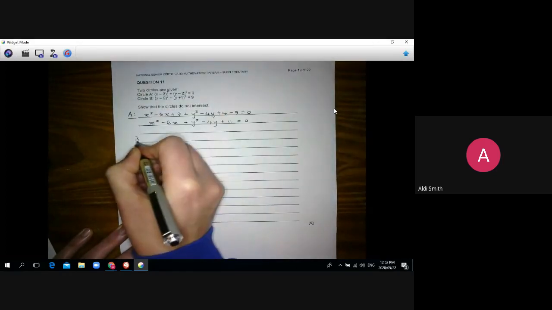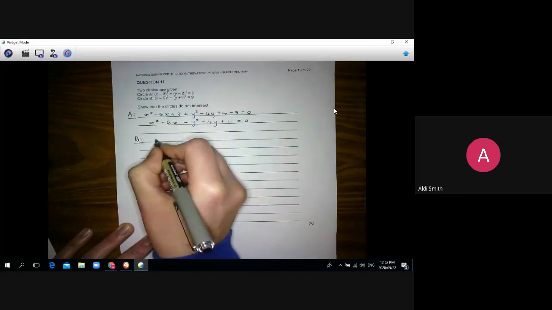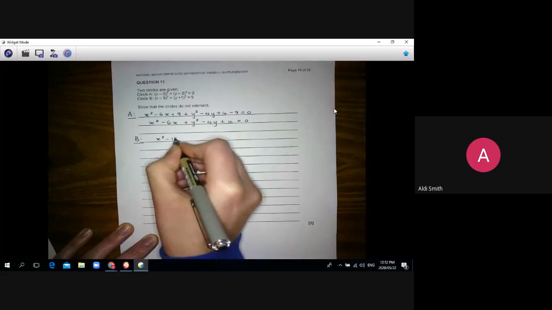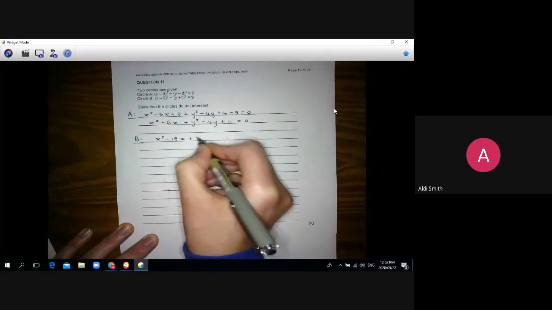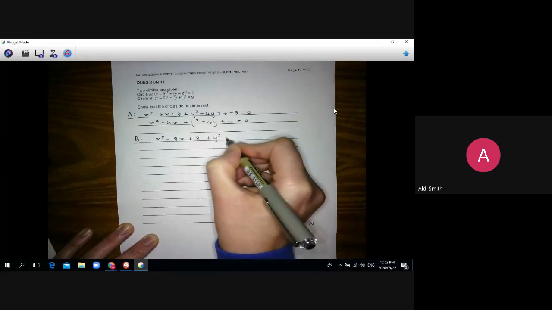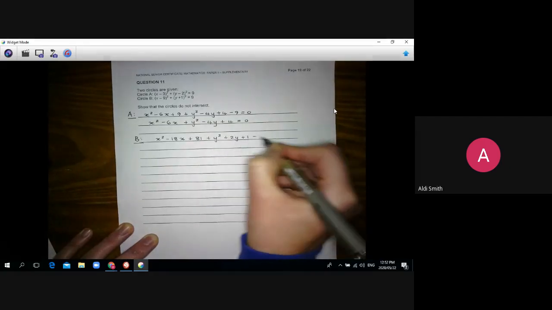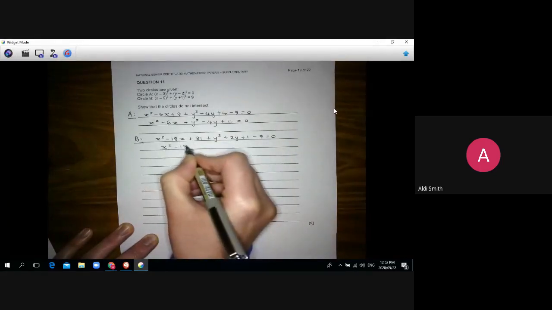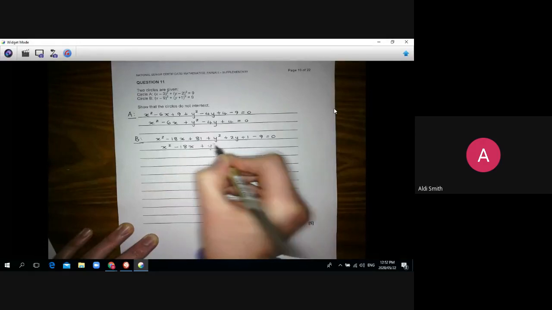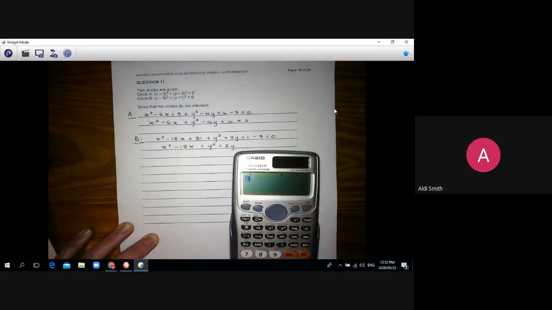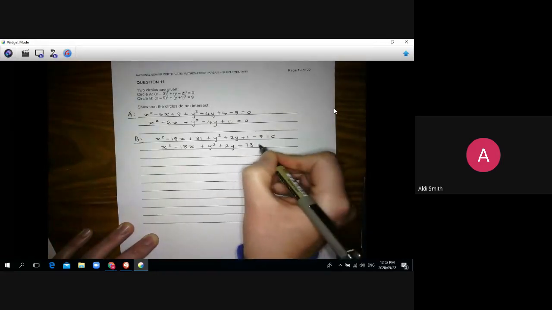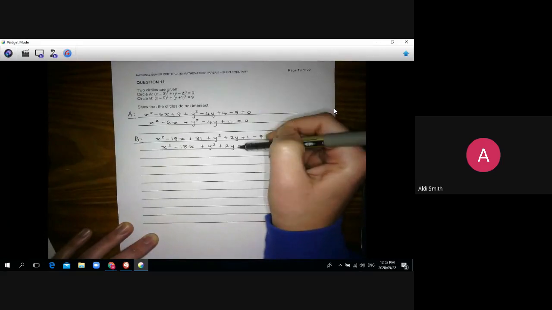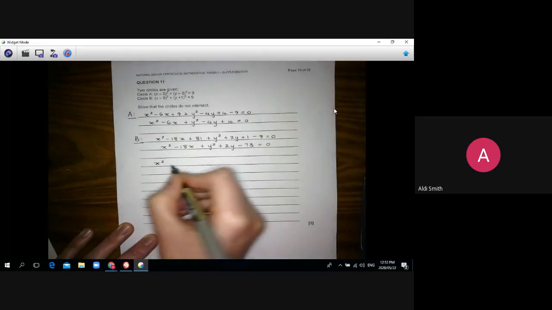Then for circle B, I'm going to say this is then x squared minus 18x plus 81 plus y squared plus 2y plus 1 minus 9 is equal to 0. And then just simplifying it, x squared minus 18x plus y squared plus 2y, and this is then going to be 81 plus 1 minus 9, which is then 73. So if I go and I set these two equations equal to each other, so if I go x squared minus 6x.